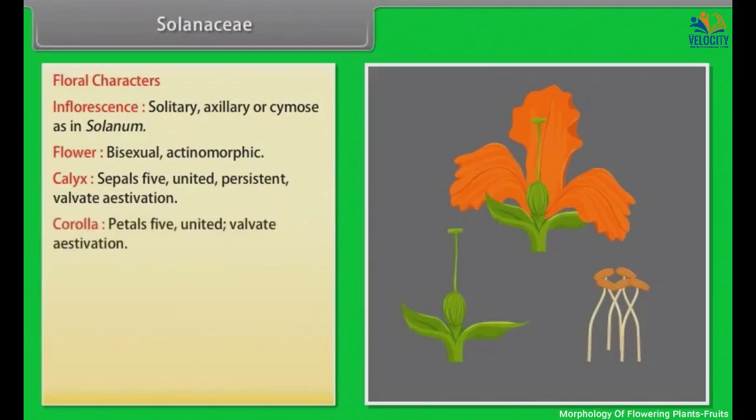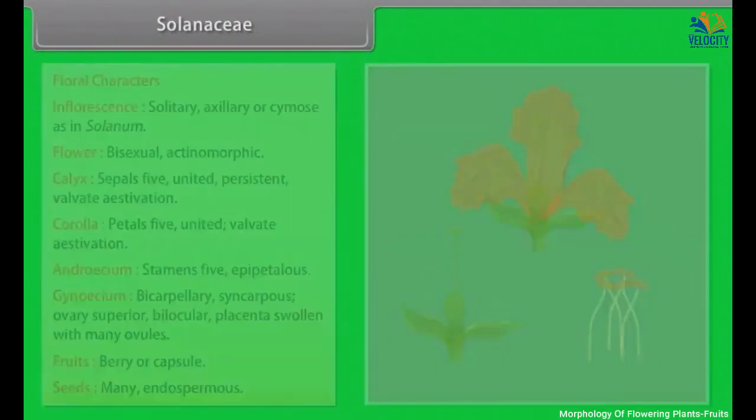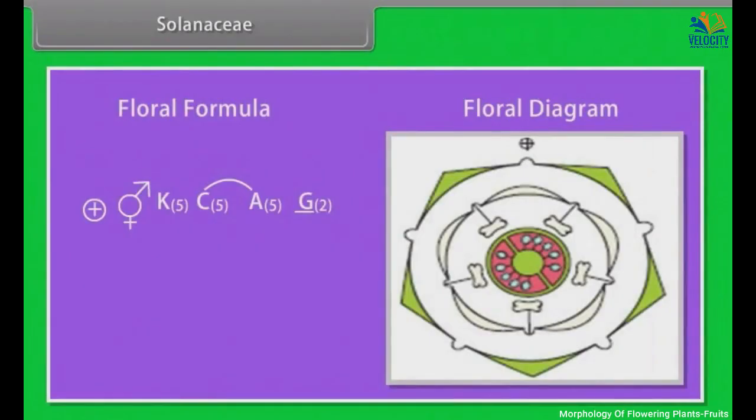Corolla, petals 5, united, valvate aestivation. Androecium, stamens 5, epipetalous. Gynoecium, bicarpellary, syncarpous, ovary superior, bilocular, placenta swollen with many ovules. Fruit, berry or capsule. Seeds many, endospermous. Floral formula is shown, and this is the floral diagram.